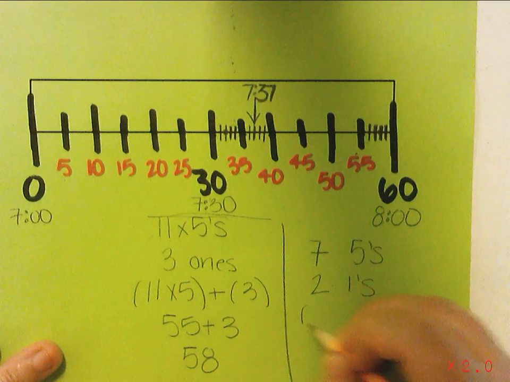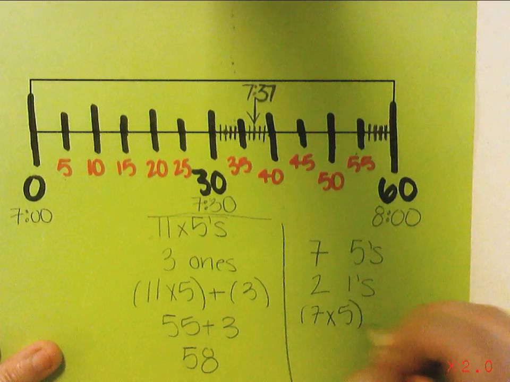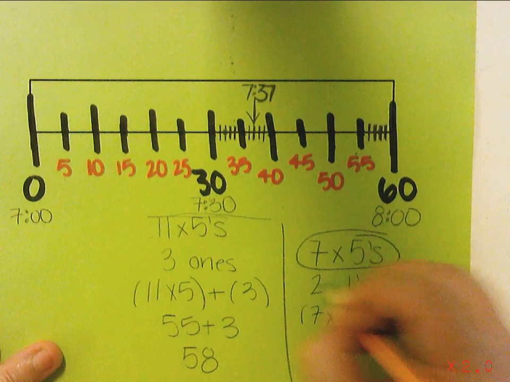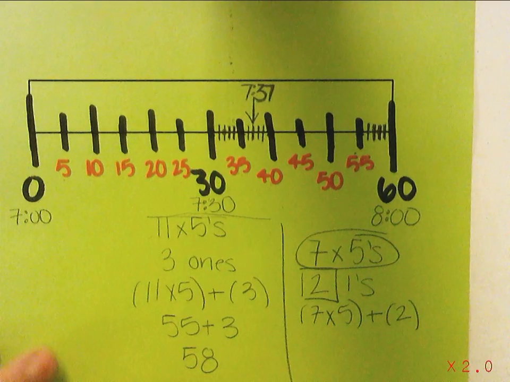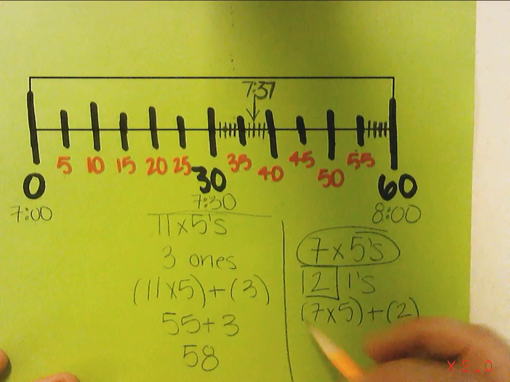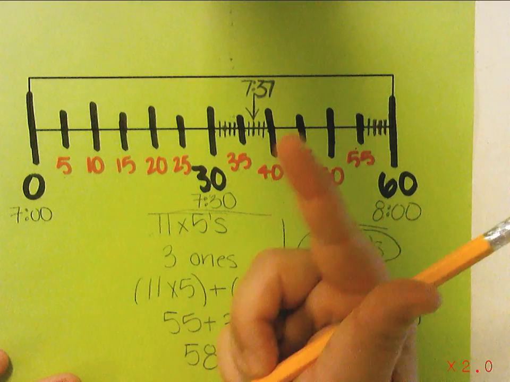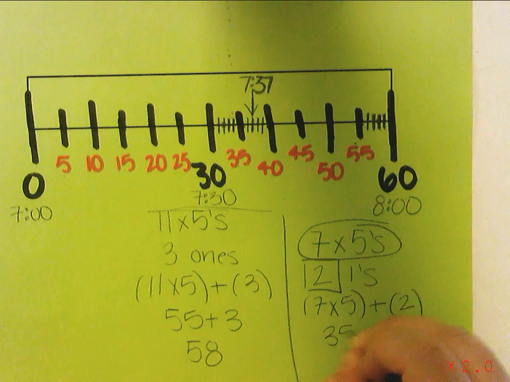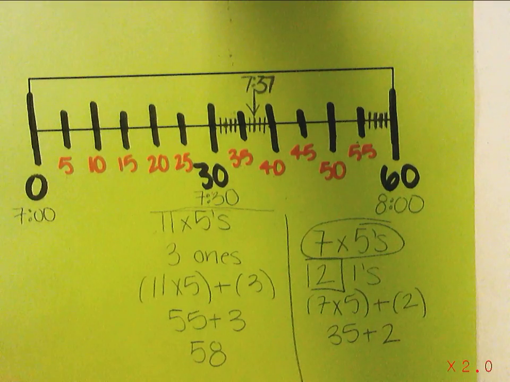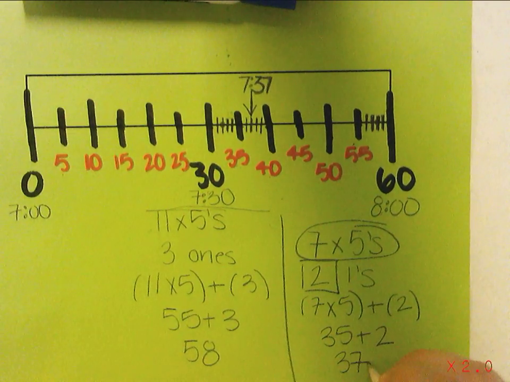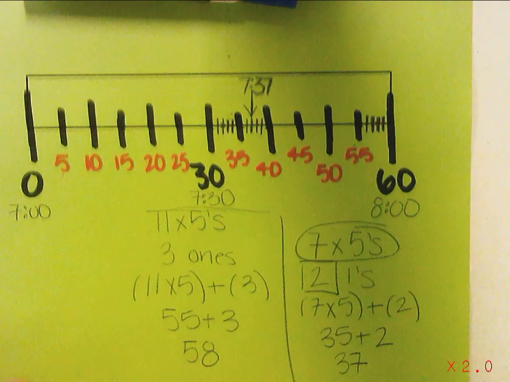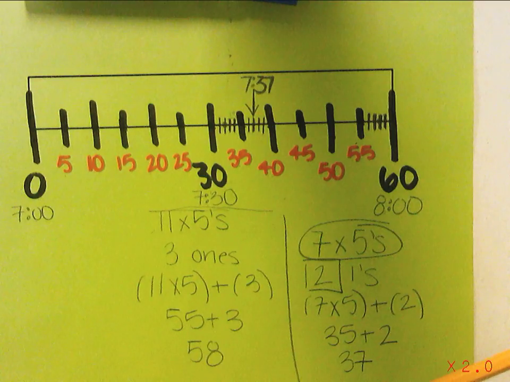So here I'm going to do 7 times 5 plus my 2. Then I'm going to multiply these two and then add this guy. So 7 times 5, let me double check this. 5, 10, 15, 20, 25, 30, 35. 35 plus 2, let me do my calculations, 37. That's the time I was trying to find, 7:37. Perfect. So that's me double checking my work right here. Always best, you always need to double check.